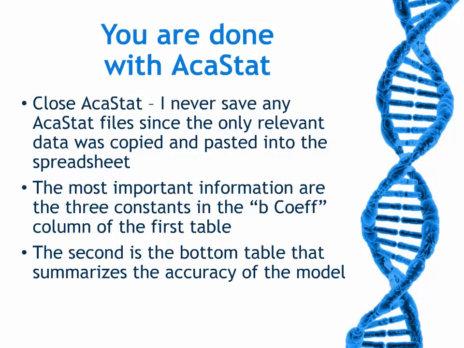In that file that you copied to your tab for AcaStat, the most important information is under the three constants, under the B coefficient column in the very first table. So those are the three constants. Be sure you get all the proper numbers, including the signs, pluses and minuses, because that makes a big difference. And the second one at the bottom of the screen summarizes the accuracy of the model. So you need to look at that as well to see what's going on.